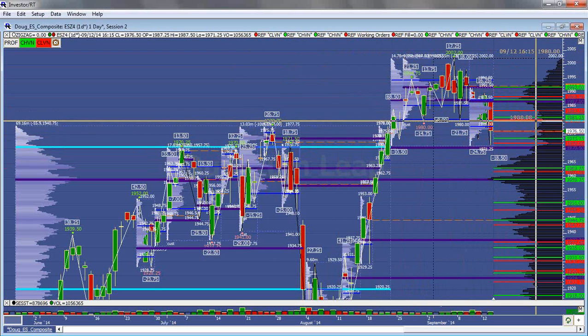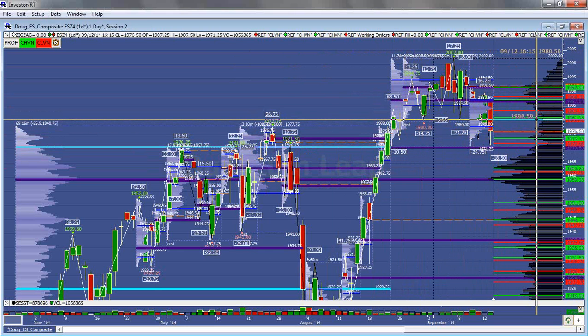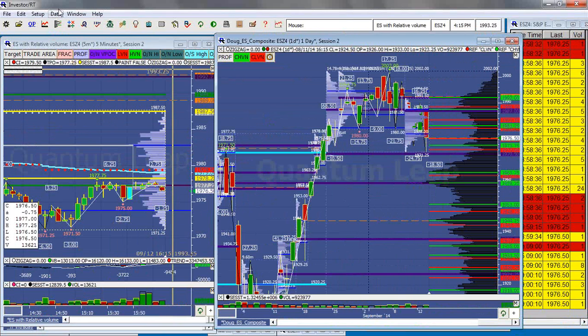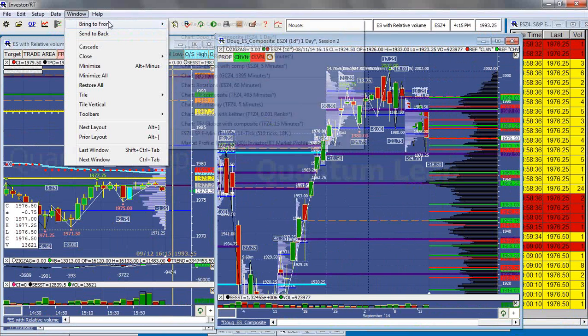So the key area above us right now is going to be this 80 and a quarter, 1980 and a quarter, with a little bit of resistance here at 78.25. So let's take a look at what that looks like overnight and start moving our numbers over.